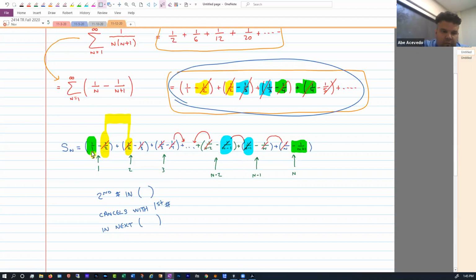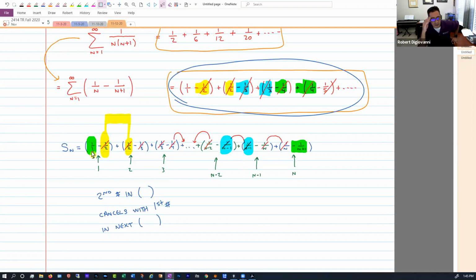So look at this green one. This is a first number in the parentheses. In order for it to cancel, I have to have a second number in the parentheses in front of it, but I have no parentheses in front of it, so it doesn't cancel. At the end, the green one is a second number in a parenthesis. So for it to cancel, I need the first number from the next parenthesis.